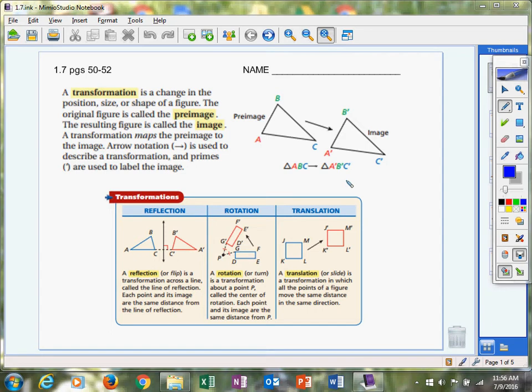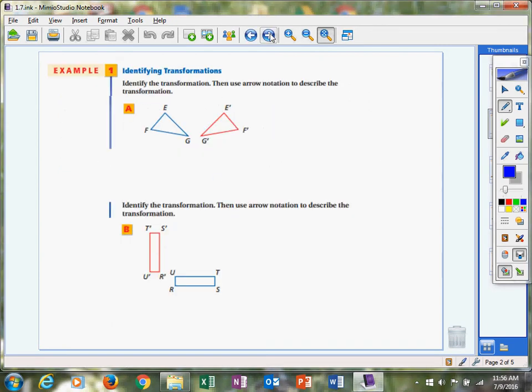A rotation means we're turning. It's turning around a certain point called the center of rotation, and all the points are the same distance from that center of rotation, not necessarily from the line, but from the center of rotation. And then a translation is where you're sliding the figure up or down, right or left, but all the points are moving the same distance and in the same direction. So that's what this front page is about.